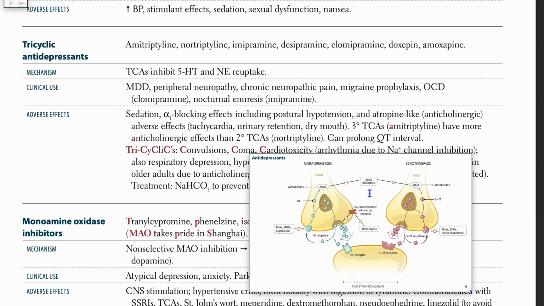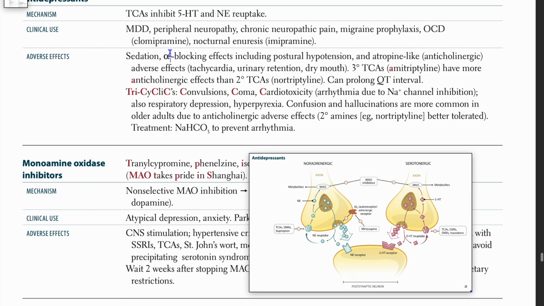Tricyclic antidepressants: amitriptyline, nortriptyline, imipramine, desipramine, clomipramine. These are the important ones. Mechanism: TCAs inhibit 5-HT and norepinephrine reuptake. Clinical use is MDD, peripheral neuropathy, chronic neuropathic pain, migraine prophylaxis, OCD, so clomipramine for that. And for nocturnal enuresis, we give imipramine for that.